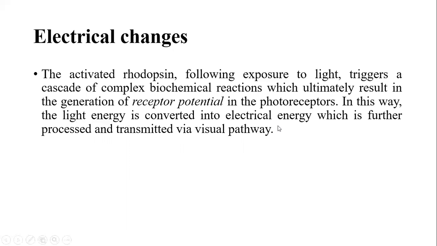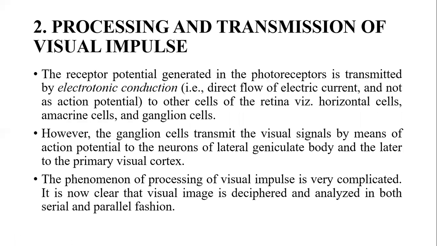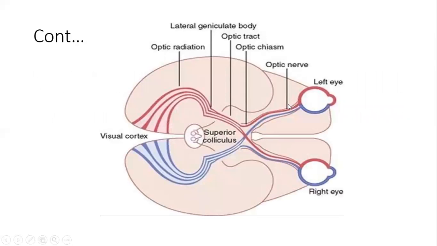Then why is electrical energy needed? Because that can be transferred through the nerve, the optic nerve, and then reach the visual pathway to the brain. I'll show the picture here. You can see, once the production is in the retina, everything is here. So it has to go to the brain now.